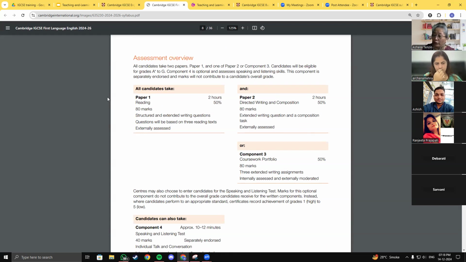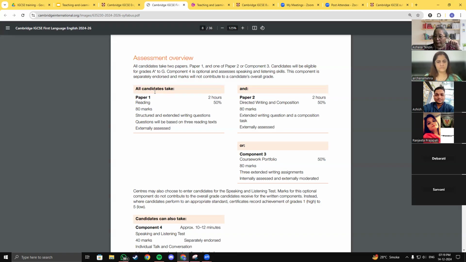So in 0500 English, all students will take paper 1, which is a reading paper. It has 50% weightage of the total exam grade. In it you have structured and extended writing questions, and they will be based on 3 reading texts, and this is assessed externally by Cambridge. So after giving the exams, the exam paper scripts are packed and couriered to Cambridge. And from there, it goes to different examiners for correction.